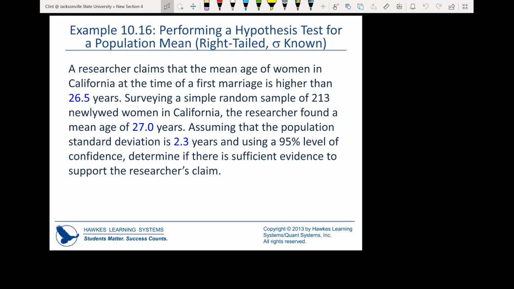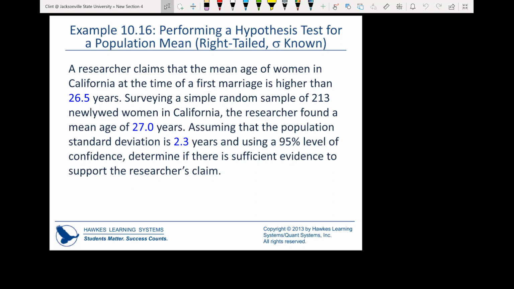It says, a researcher claims that the mean age of women in California at the time of a first marriage is higher than 26.5 years. Or in other words, they're older than 26 and a half years old. Surveying a simple random sample of 213 newlywed women in California, the researcher found a mean age of 27 years. Assuming that the population standard deviation is 2.3 years, and using a 95% level of confidence, determine if there is sufficient evidence to support the researcher's claim.